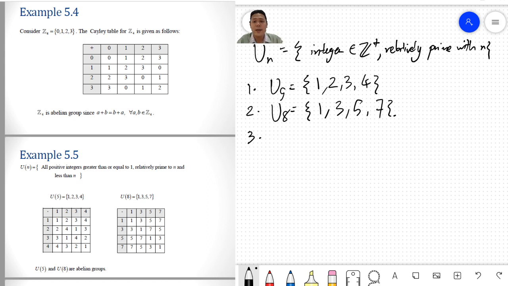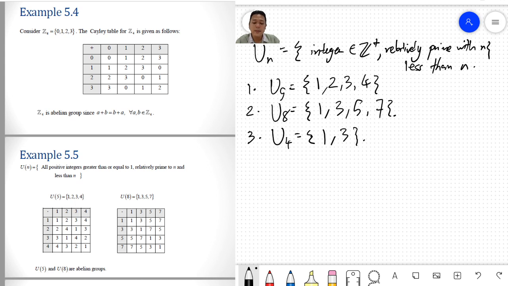Why not you try to do it for U4? We start small. What will be the elements inside U4? 1. 2 and 4, no, because the GCD is 2. 3 is relatively prime with 4. I must also mention that relatively prime with n, of course, must also be less than n. I forgot to mention this.